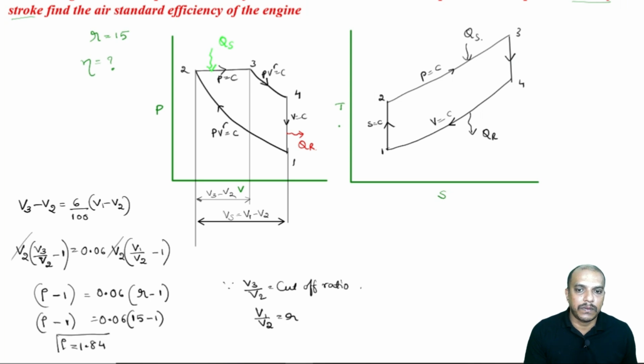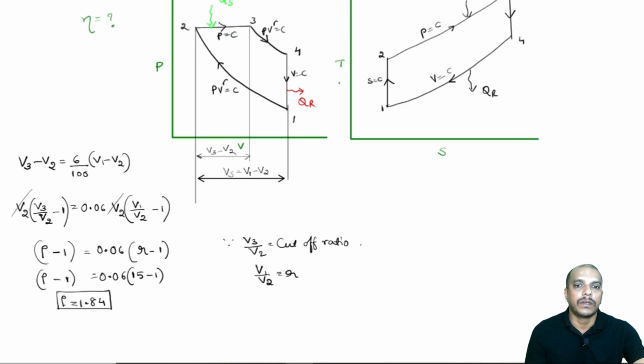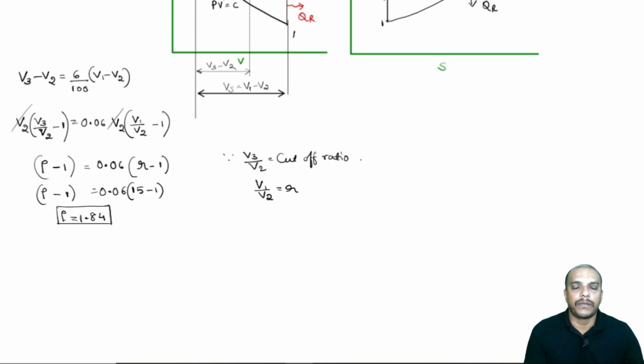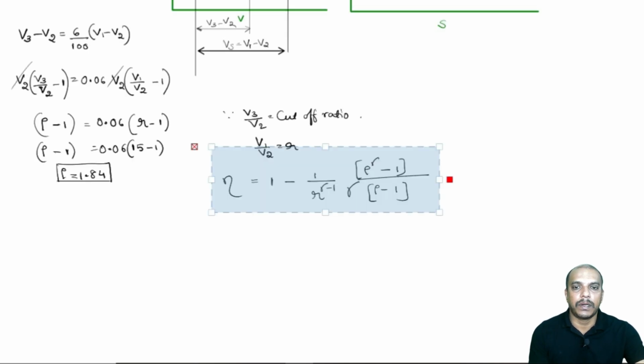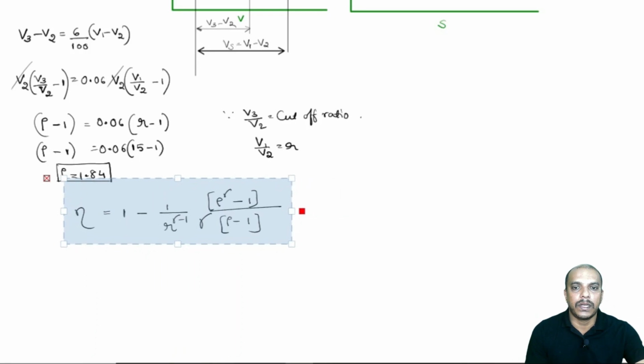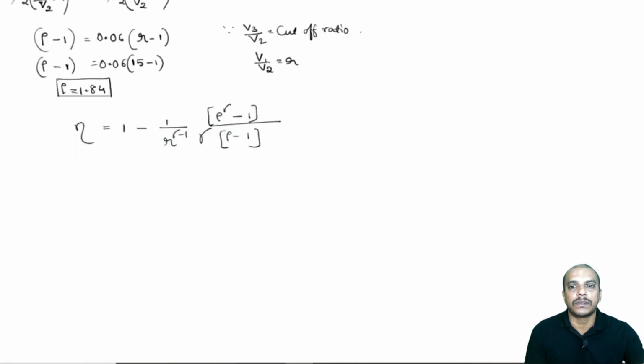So, basically this equation will be used to find out the cutoff ratio when heat addition happens for some percentage of the stroke, which will be given. We will have to use this technique in order to get the value of the cutoff ratio. Now, the efficiency of a diesel engine is given by this equation. This is already derived, and we know that this is the equation which gives us efficiency. All we need is the compression ratio, the cutoff ratio, and the value of gamma for air, which is already known to us. So, gamma is 1.4.